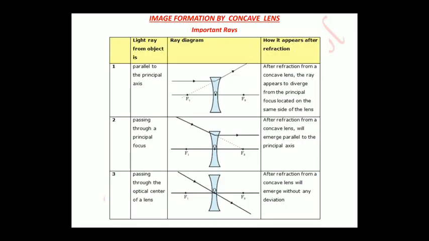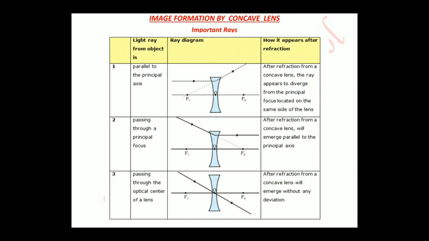Image formation by concave lens. Now in image formation by concave lens, see again the important rays which help us to make the image. The first ray is parallel to the principal axis. When it goes parallel to the principal axis and falls on the lens, as you can see in the ray diagram, it diverges from the principal axis. It diverges such that when it is extended behind the lens, it passes through the focus. This is the definition of the first principal focus.